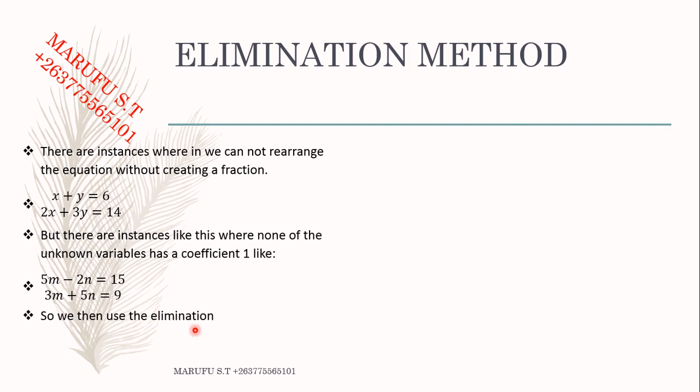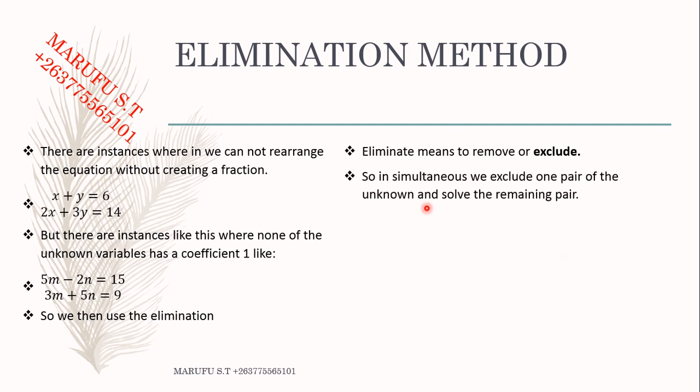and it becomes a very long way to solve our problem. So in these instances, we use elimination, which refers to the removal, or the exclusion, of one variable as we use it in mathematics. So we exclude one unknown variable, and we solve the remaining variable. Here we may exclude m and start with this one.